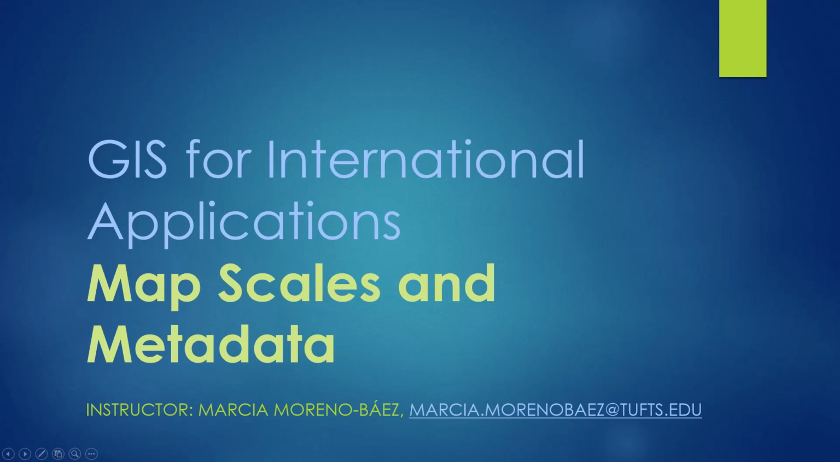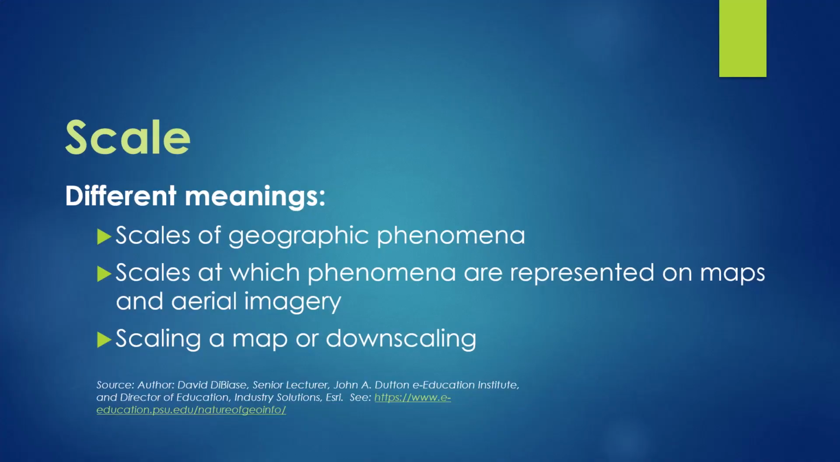The concepts of map scale and metadata are something you will commonly hear when working with GIS, so I think it is important to describe them for you and make sure that we are all on the same page when talking about them. The word scale has different meanings depending on the context in which it is used. For example, you might have heard a person use the word scale when referring to scales of geographic phenomena, or about the scales at which phenomena are represented on a map.